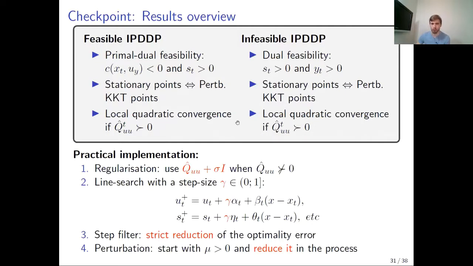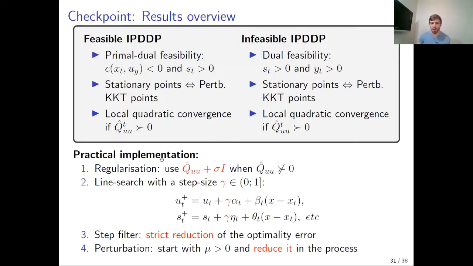So let's overview the results we have so far. For the feasible IPDDP, we have to ensure primal-dual feasibility. The constraints are strictly satisfied and the dual variables are strictly positive. For the infeasible modification, we have to maintain only positivity of dual variables and slack variables. For both of the methods, we have stationary points being equivalent to perturbed KKT points. And for both of the methods, we have local quadratic convergence.